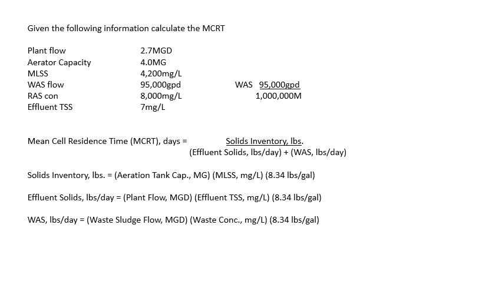All right, first we want to get that WAS flow into the proper unit of measurement. So 95,000 gallons per day divided by 1 million. So your WAS flow is 0.095 million gallons per day. Now that we have everything in the proper units of measurement, we can plug them into the formulas.